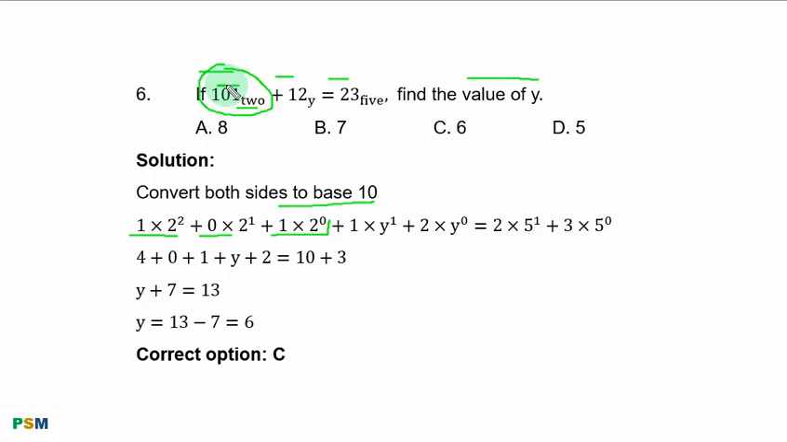0 is 1. The 1 is 2. The positions are assigned as powers to the base number. From here, you have power 0, power 1, power 2. You come here also, you multiply each digit by y. Starting from the left, you assign powers to the base number starting with 0.